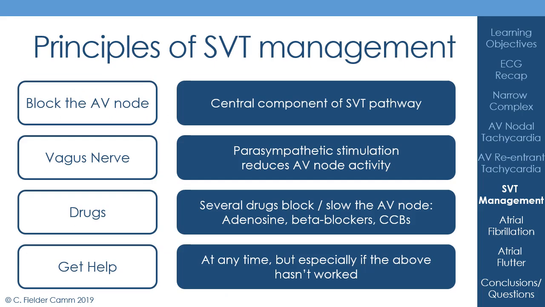Okay, so I know I've said this several times now, but the last point of your principles of SVT management is get help. You can do this at any time that you are worried, but especially if the above hasn't worked. So if you've given the vagus nerve stimulation a try and you've given some adenosine, I think at that point you should at least be ringing for some additional advice, if not getting somebody else to see the patient. If only because 4 eyes are better than 2, and everybody can miss something in the middle of the night.